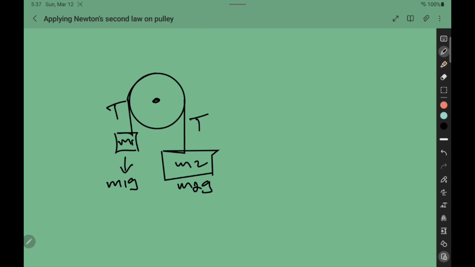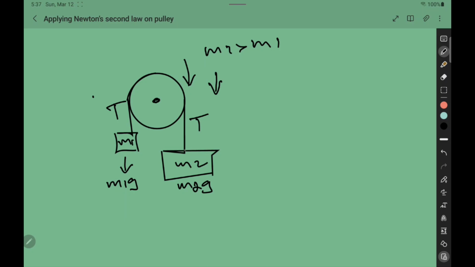Now to decide the direction of acceleration, you can decide either way. If m2 is greater than m1, then the direction of acceleration is going to be like this. In the other case, you're going to have a downward direction. Now the direction of acceleration, let us assume to be this direction.